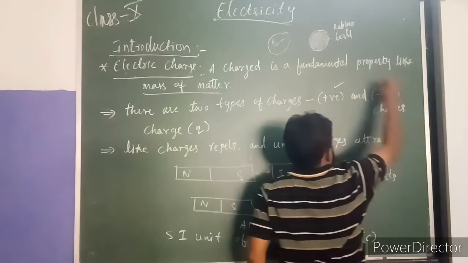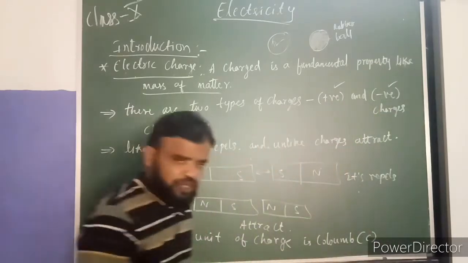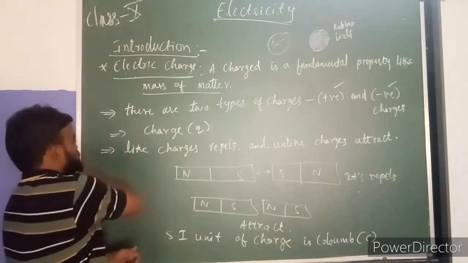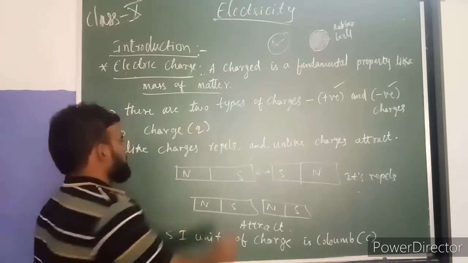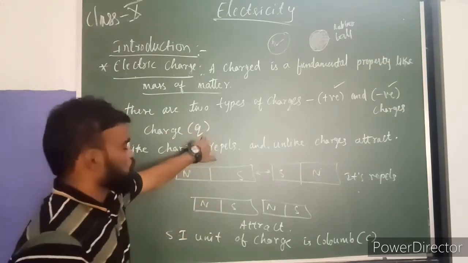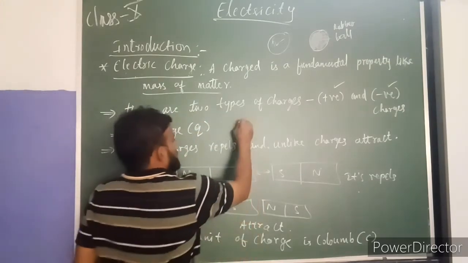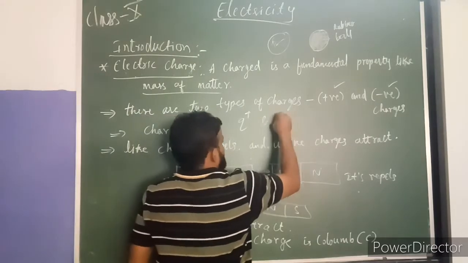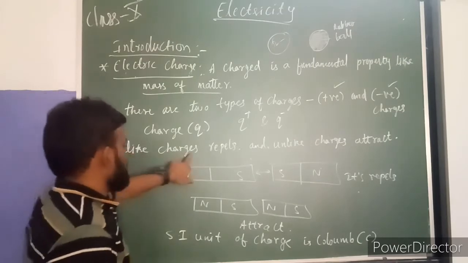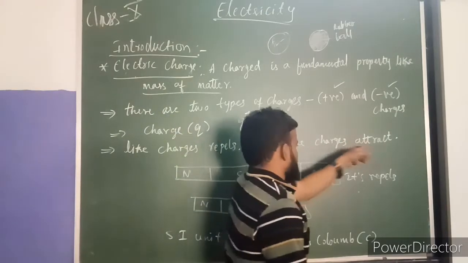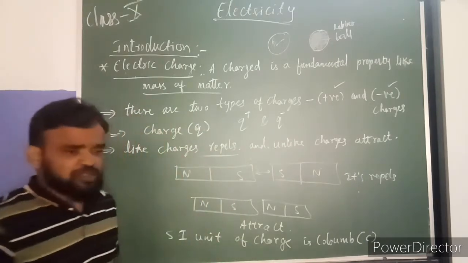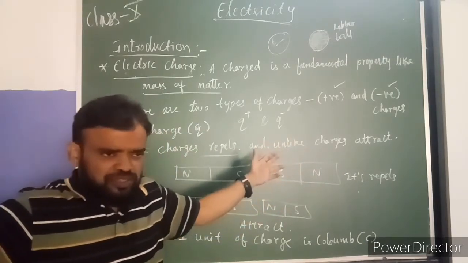One is positive charge and another one is negative charge. The charge symbol is considered as a small q. That is q, charge is q, positive charge q and negative charge q. And unlike charges attract, like charges repulse. Repulse means it will go in the opposite direction.